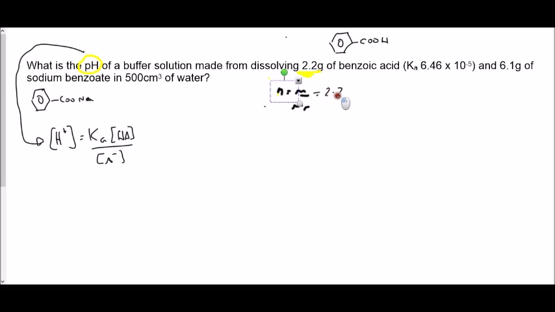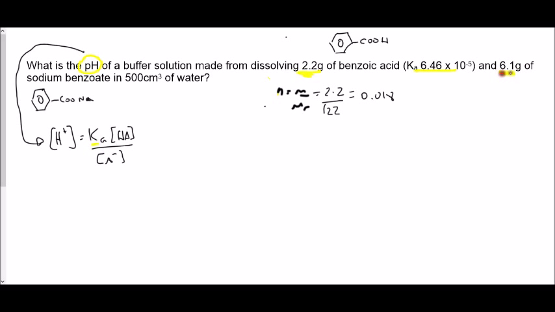So we're going to do 2.2 divided by the Mr, which is 122. Again, simple things you can do. If you've not been given the Mr in the question, that means you're going to get a mark for working it out. So if you do m over Mr for benzoic acid, you get that many moles. And then we're going to carry on through the question. We've got the Ka value, which is good because we're going to need that in this question here.